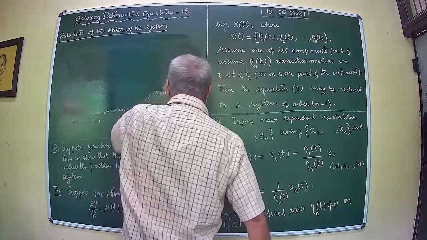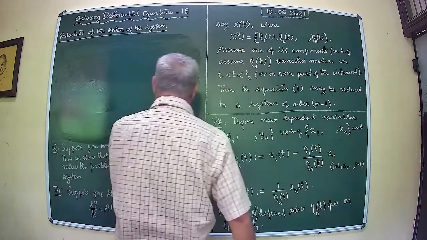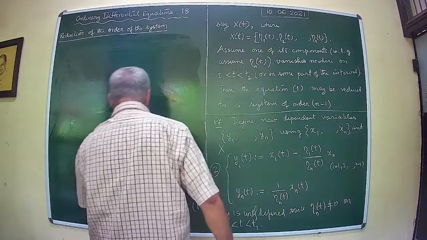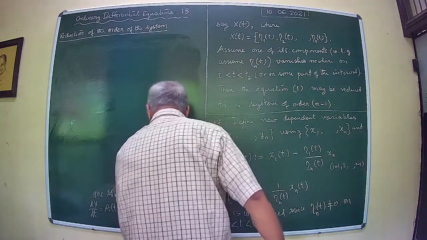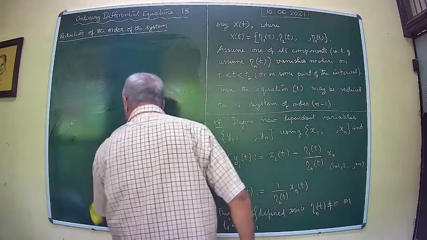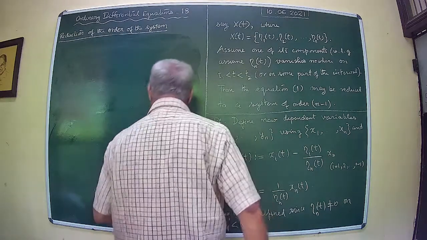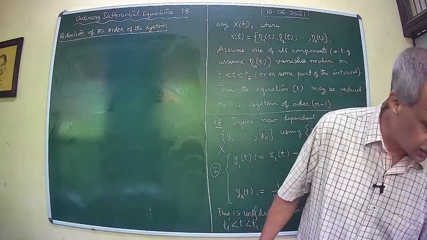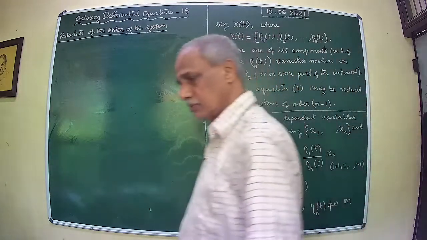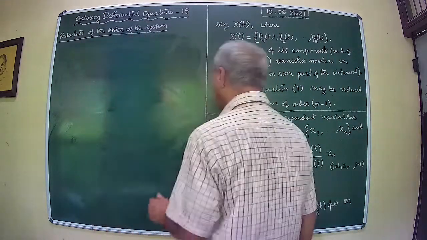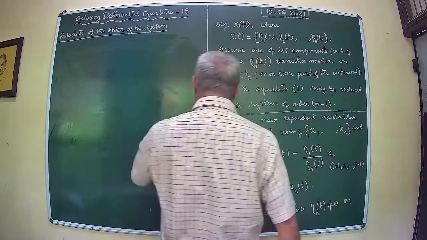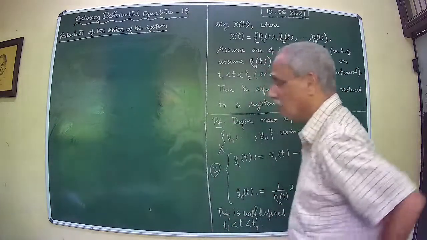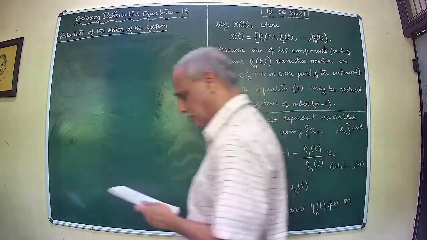To get clarity, what you do is you take a second order system, in the sense that a pair of first order simultaneous equations with independent variable t, and then work with that. Then you will be clear. So after that you generalize. Generalization is no problem.